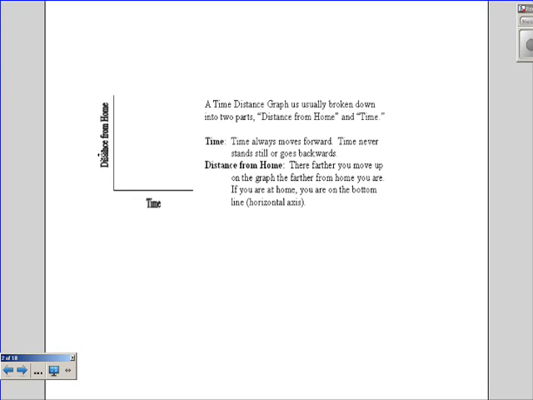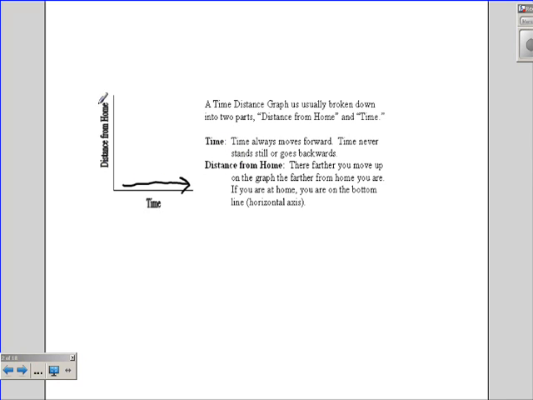So let's take a look here. This is going to be just our standard graph. We'll be working in quadrant 1 with two axes: time, which is always going to be along the horizontal axis. Time always moves forward and never stands still, and you can never go back in time. So when thinking about a distance time graph, we're always looking at how time is always moving in this direction. Even now, time is passing by as we're talking.